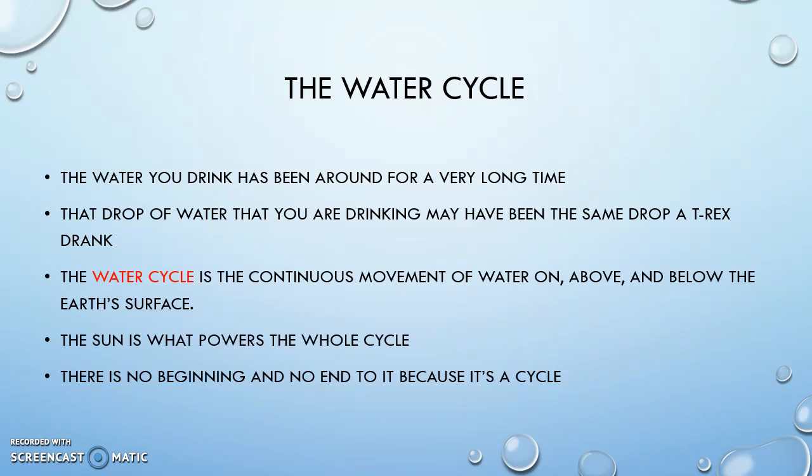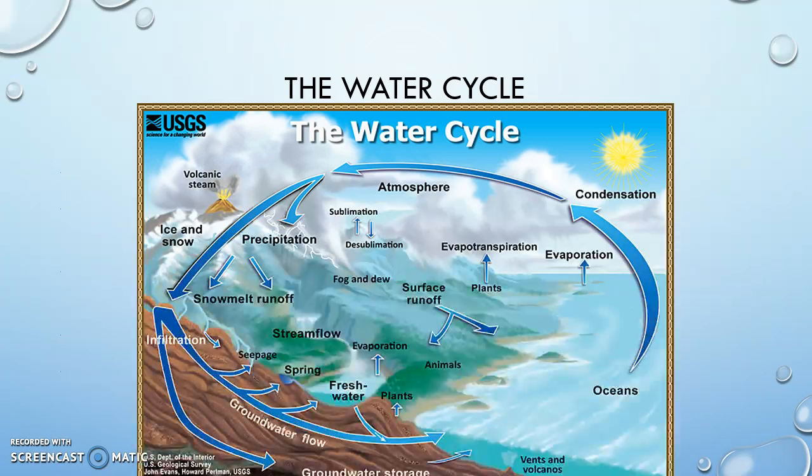The sun is what powers the whole cycle. It's like the battery. Without the sun, the water cycle would not be able to work. So, and there's no beginning and no end to it because of the fact it's a cycle. It's a ring. Okay, there's no beginning or end to a ring.